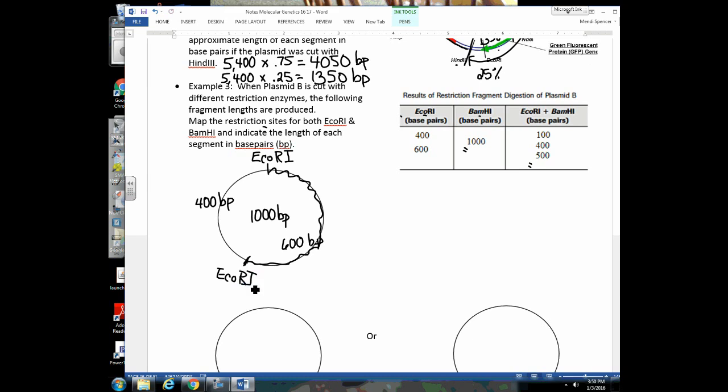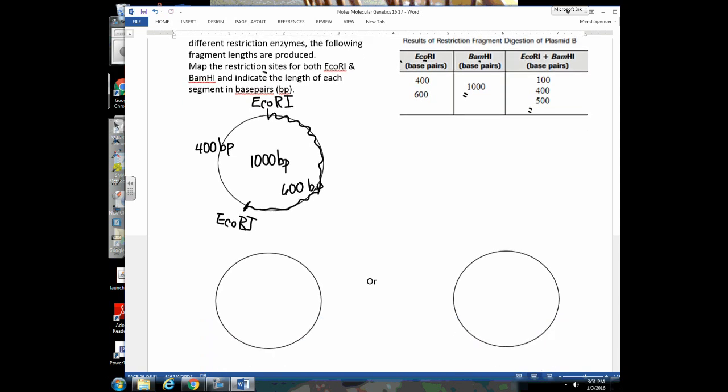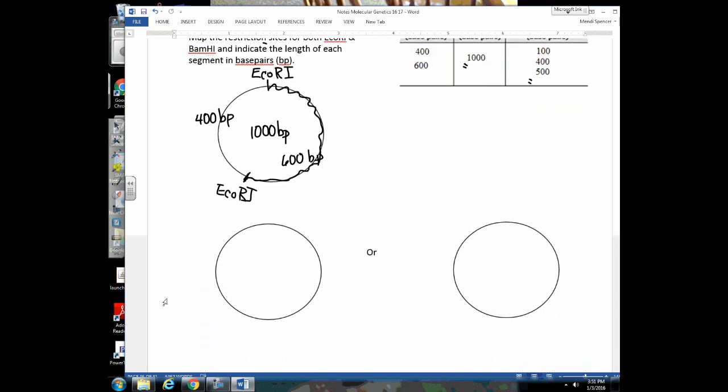But we're not done yet because they want the restriction sites for ECO R1 and for BAM. So now we have to figure out where BAM cuts. And I can tell that BAM only cuts in one spot. There's only one restriction site. So I'm just going to add this information down here. So we know that this was a restriction site for ECO R1 and here as well. So put ECO R1. And let's figure out where BAM is cutting.